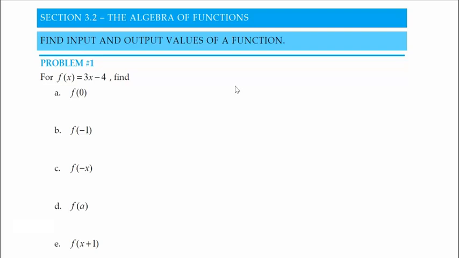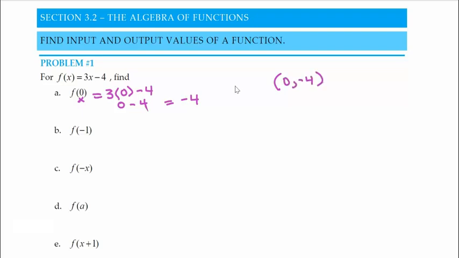So if I have f of x equals 3x minus 4, and I'm asked to find f of 0, that's telling me to put 0 everywhere I see x. So I have 3 times 0 minus 4, and then 0 minus 4 gives me a negative 4. Okay? And when I do this, I'm actually finding a point that is on the graph. So I'm saying here x is 0, and then f of x is my y. So the point on the graph is (0, -4).